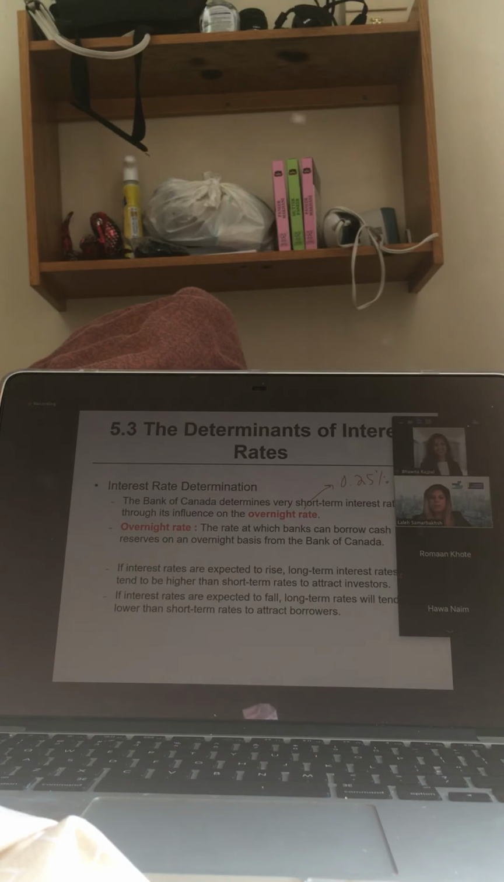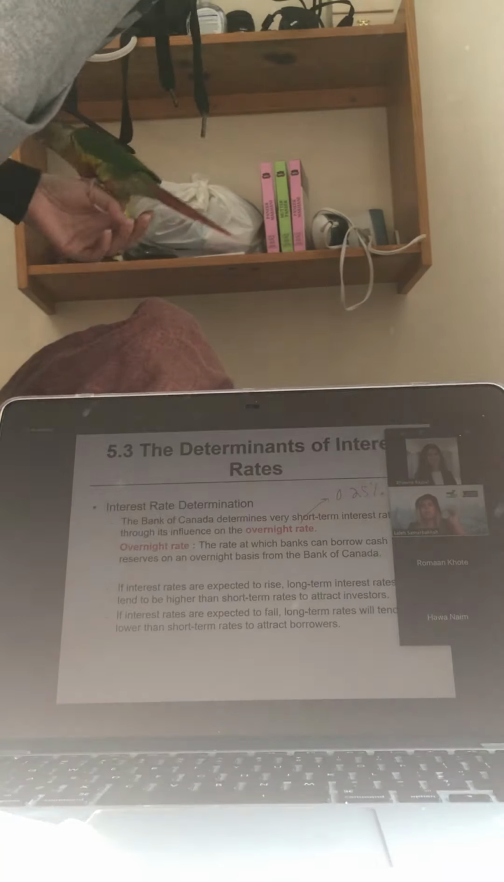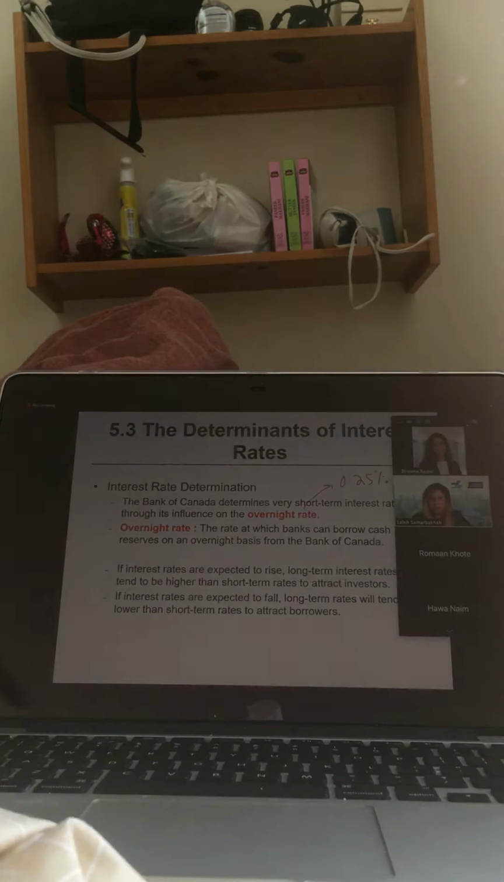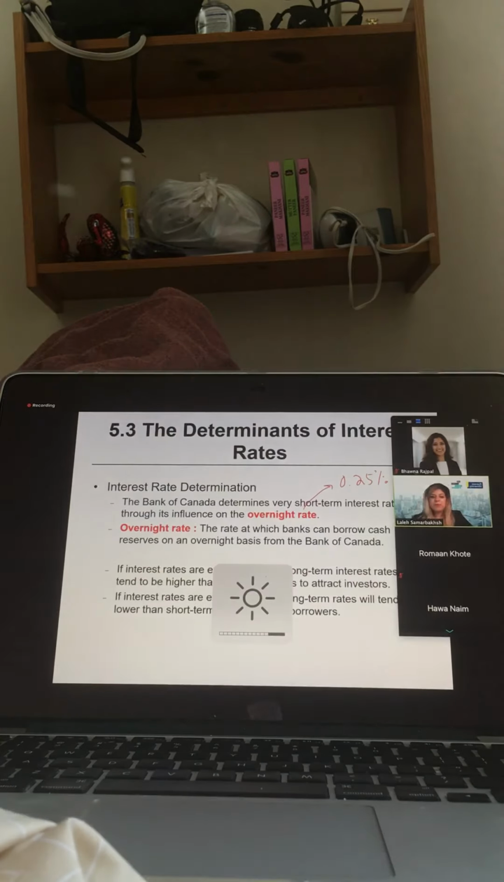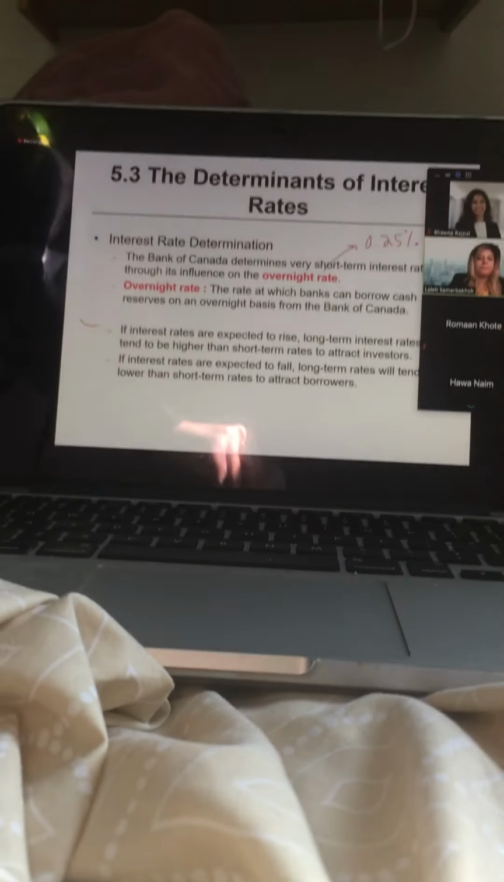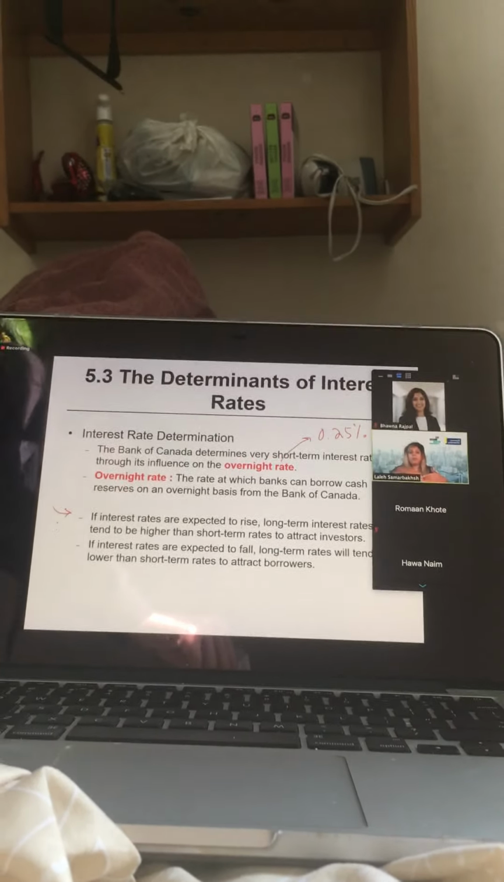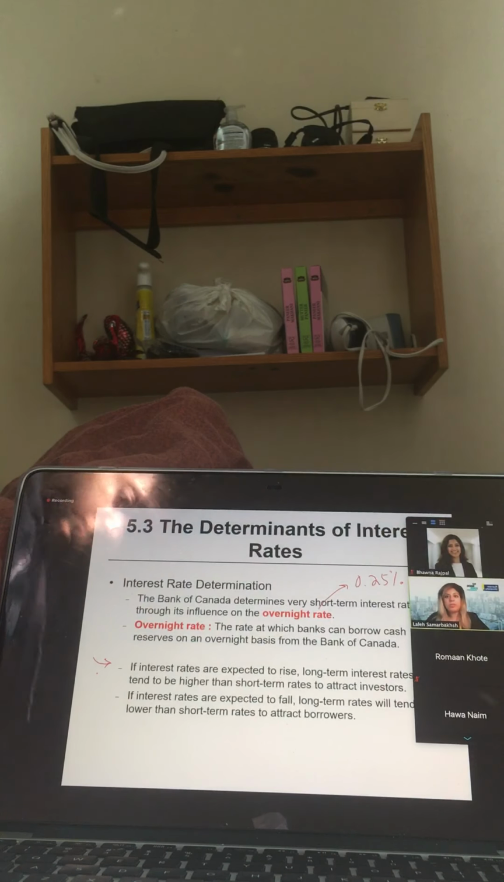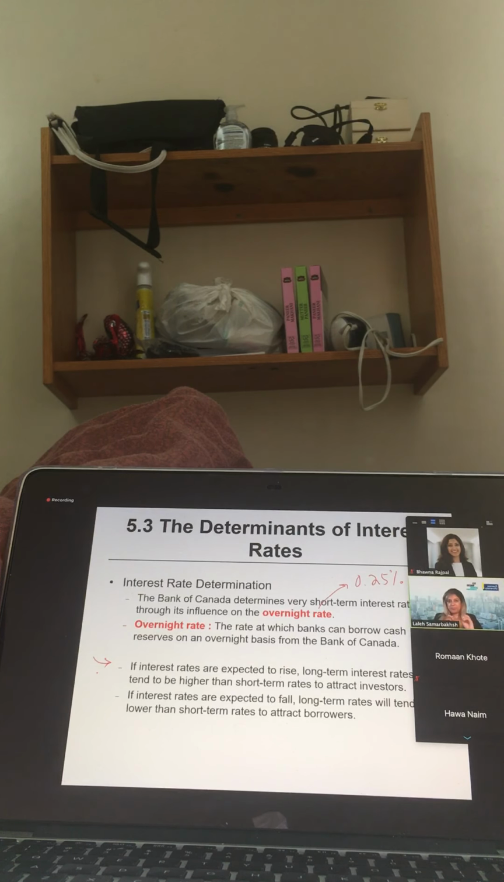If interest rates are expected to rise, long-term interest rates will tend to be higher than short-term rates to attract investors. This is what happens in an economy where we know the rates are going to go up. If interest rates are expected to fall, which happens in a downturn economy, where everyone loses hope in the immediate return, long-term rates tend to be lower than short-term.